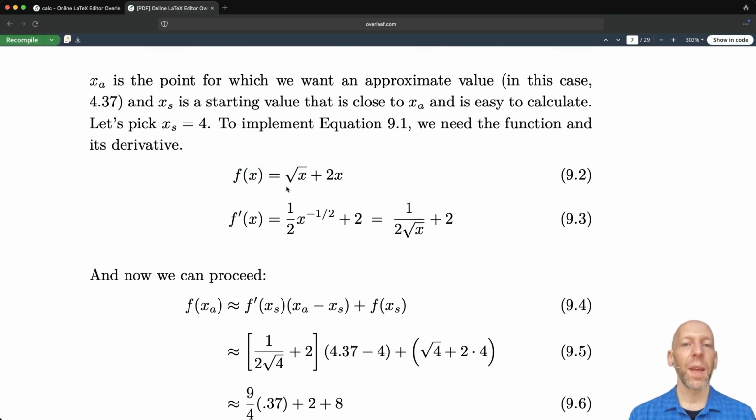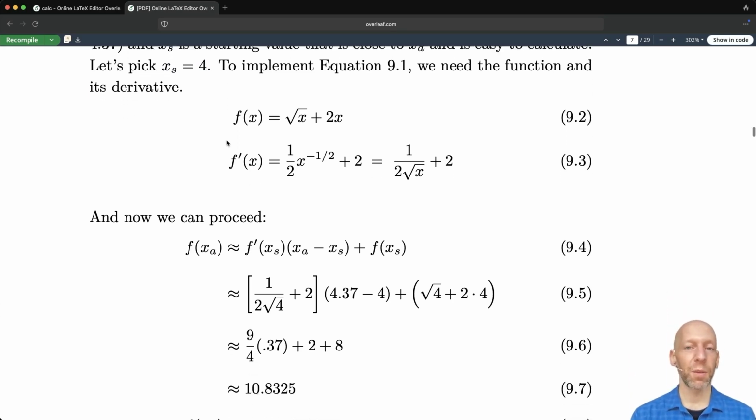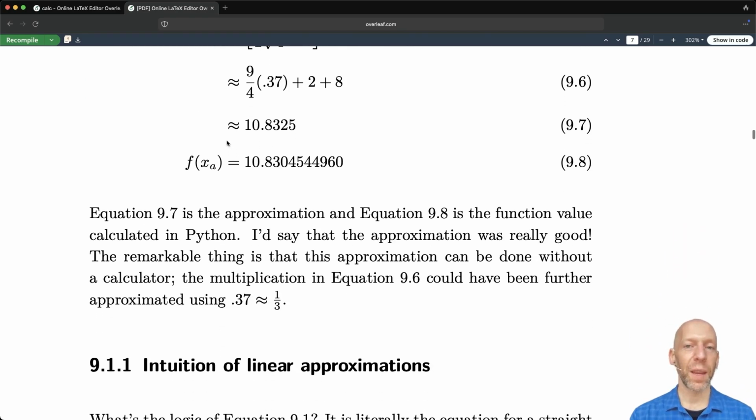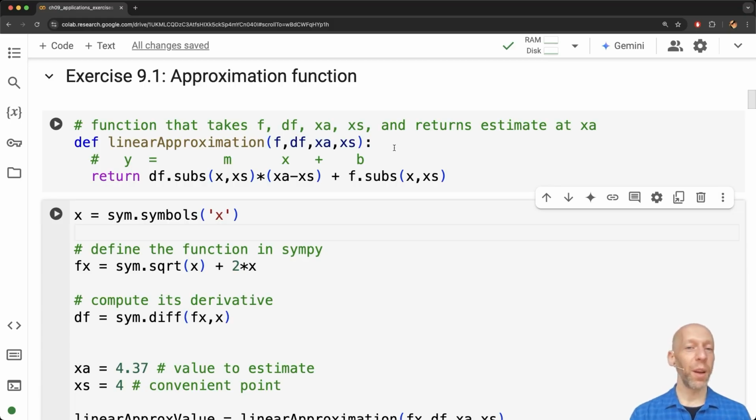So the function is the square root of x plus 2x, and we want to approximate the function at 4.37 using a starting value of 4. If you implement all of that, you should be able to reproduce the results that I showed a moment ago in the exercise text, which you also see here in the main text. This exercise was, I hope, not too difficult for you to solve in Python, but a great opportunity to explore translating math formulas into code.